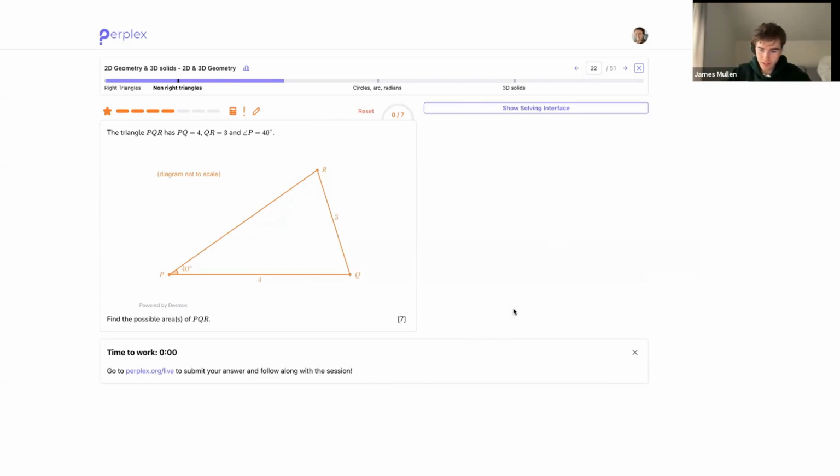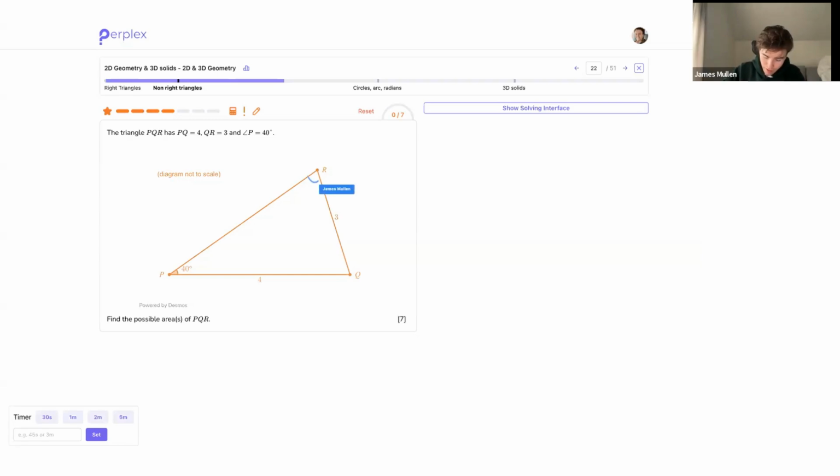So let's begin. What do I know? I know that I can use the sine rule because I have one side and an opposite angle, and therefore I can find this angle up here. So I can write 3 over sine of 40 degrees is equal to 4 over sine of r, or in other words, sine of r is equal to 4 over 3 sine of 40 degrees.